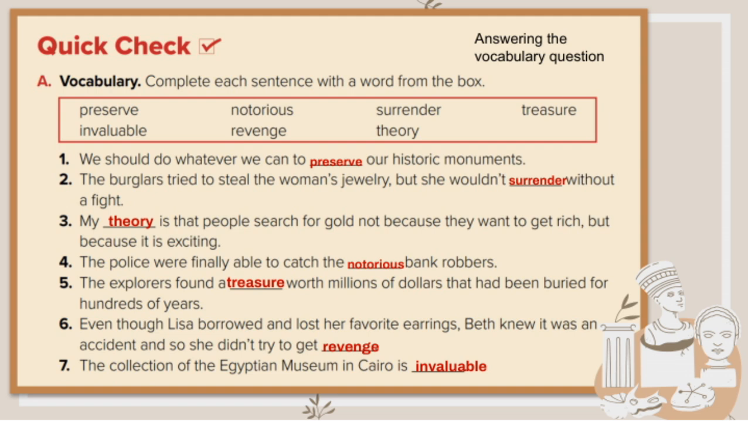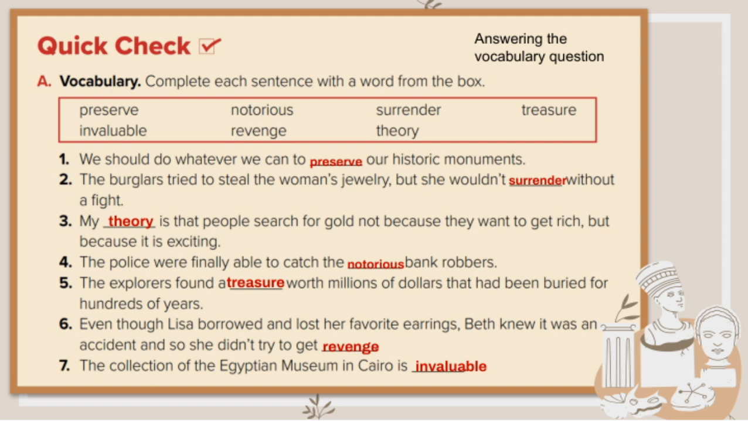Next, revenge. This refers to the act of retaliating or getting back at someone, often in response to a wrong or injury. It's a powerful concept that can drive many stories or motivations. Moving on to treasure. This is something highly valued, whether it's gold, jewels, or even intangible things like knowledge or relationships.